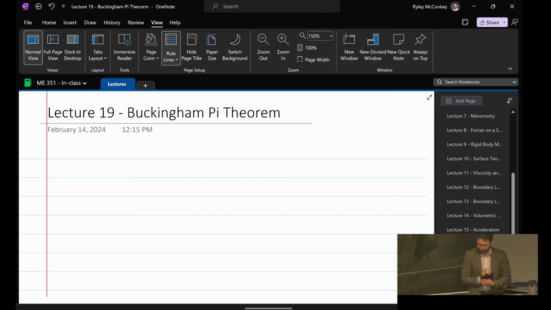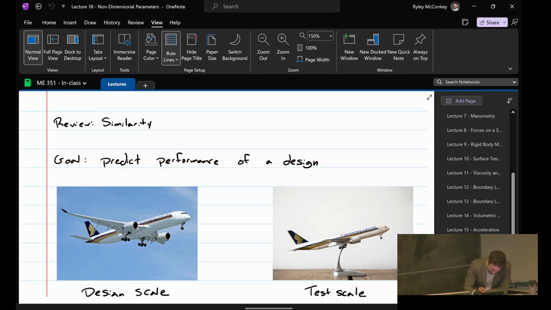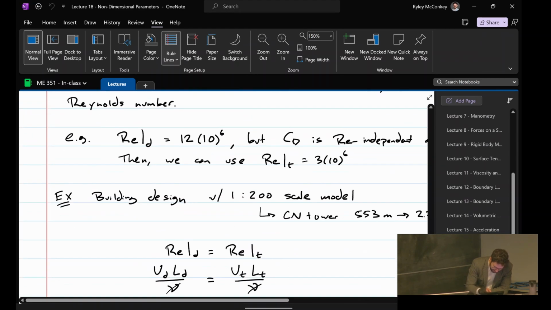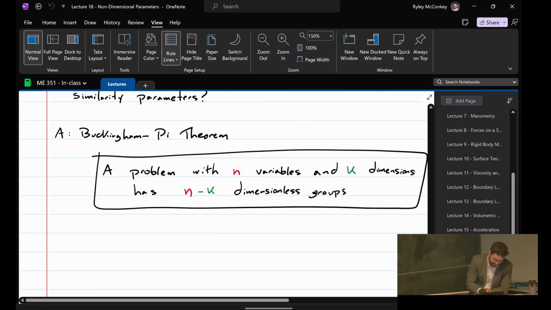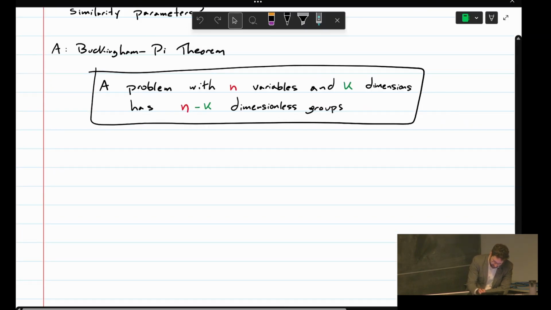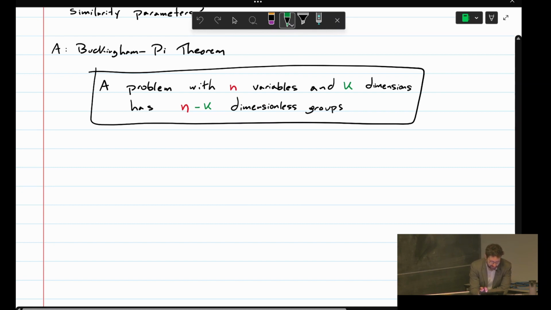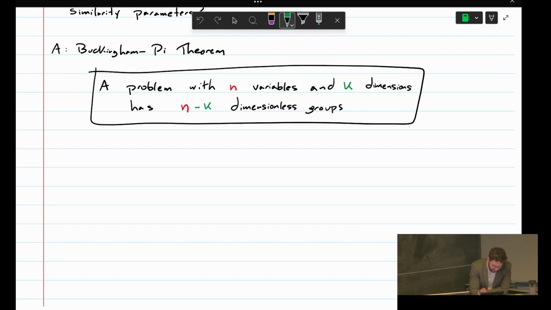Before I begin, I just want to make a change to the notation I was using. If you go to your notes, last lecture's notes, right at the end when I stated the Buckingham pi theorem, this is still the same theorem. I said a problem with n variables and k dimensions has n minus k groups.